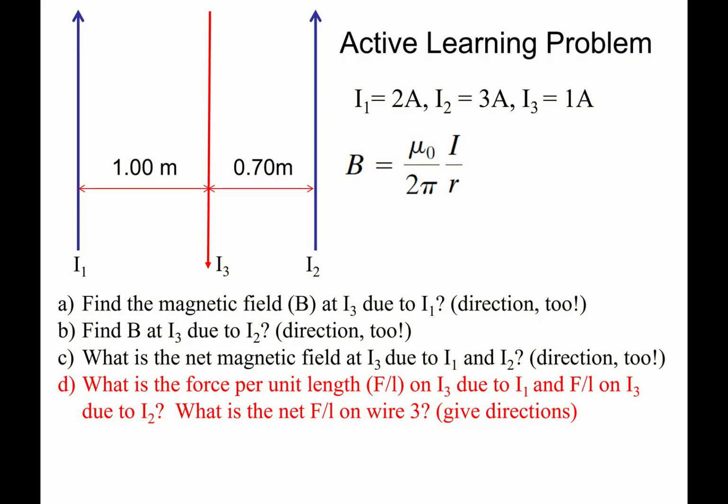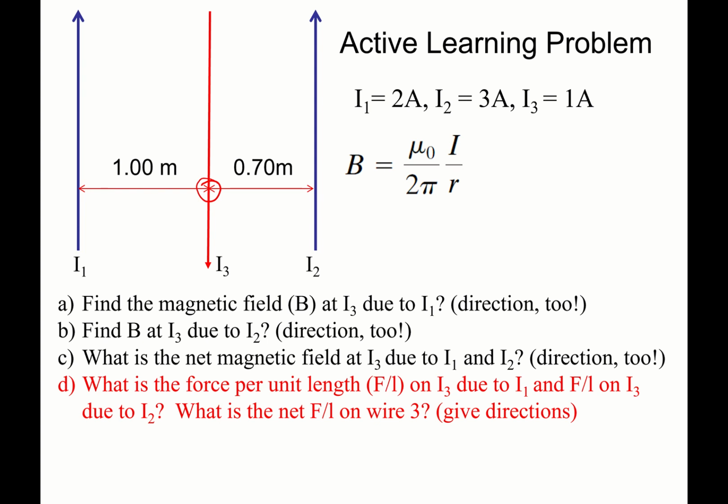All right, so what do I want you to do? So the first thing I want you to do is, assume you've got 2 wires, the blue wires there, 1 and 2, that are carrying current up towards the top of the screen. And I want you to find what's the magnetic field at that location there that's 1 meter away from wire 1 and 0.7 meters away from wire 2. So ignoring the fact that wire 3 is there, find the magnetic field at the location due to wire 2, and then add them together.